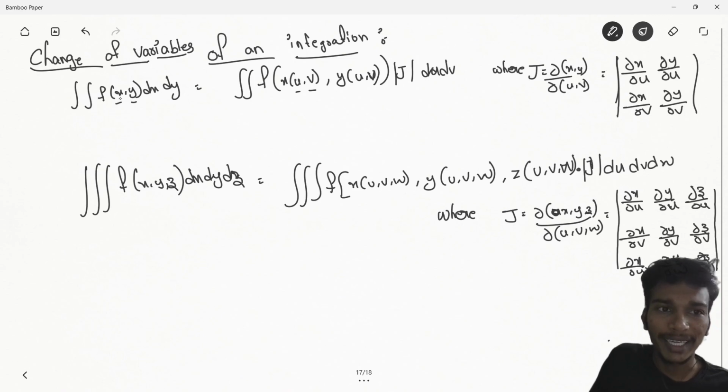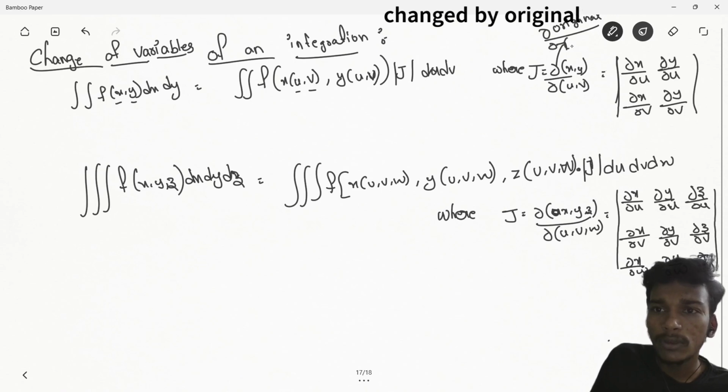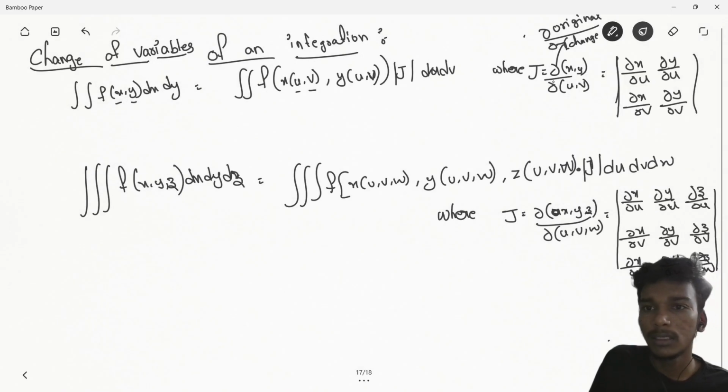Just don't memorize this x comma y and u comma v value. Just keep in mind that it is the partial differentiation of the original coordinates by dou of the changed coordinates. The Jacobian matrix will look like this: dou x by dou u, dou y by dou u, dou x by dou v, dou y by dou v. We have to memorize this Jacobian matrix, otherwise we will get lost in this problem.